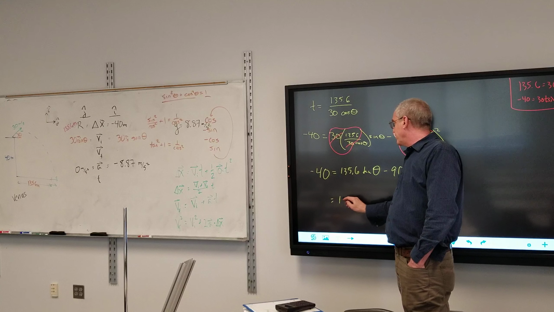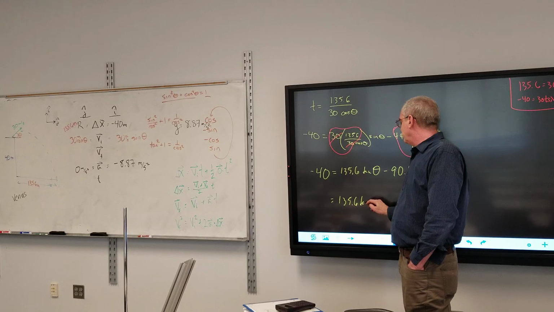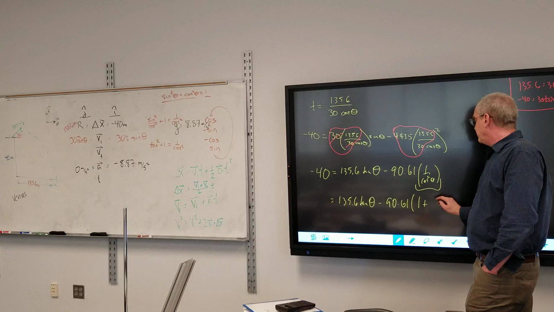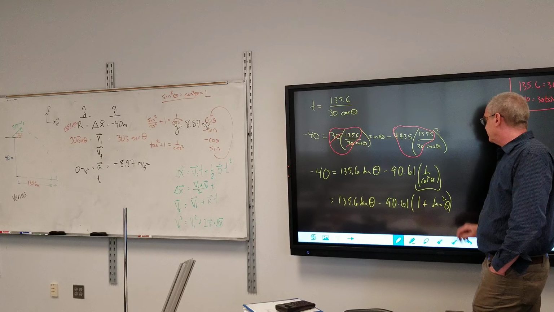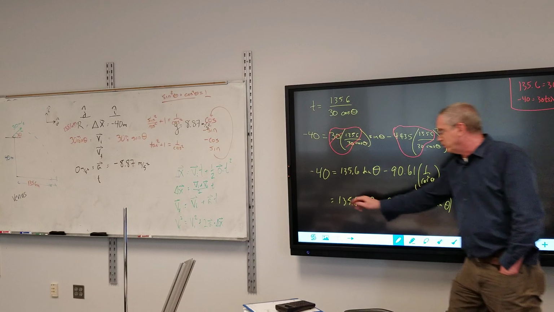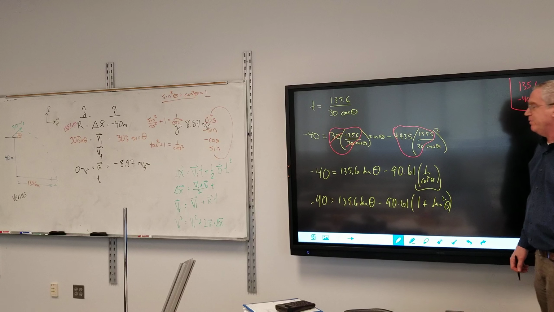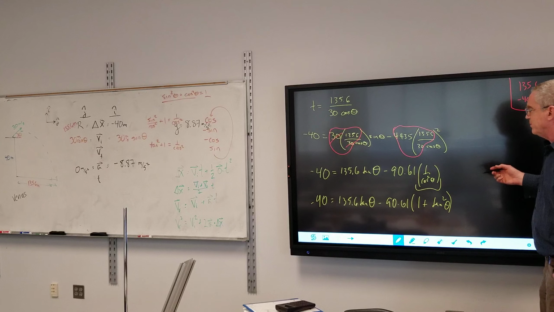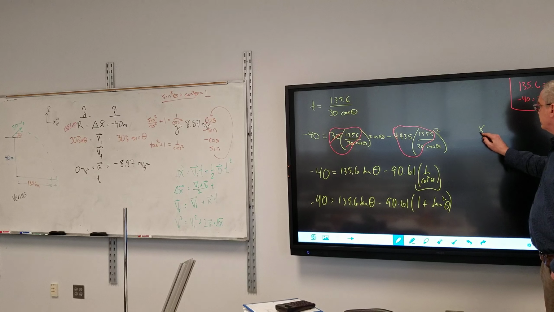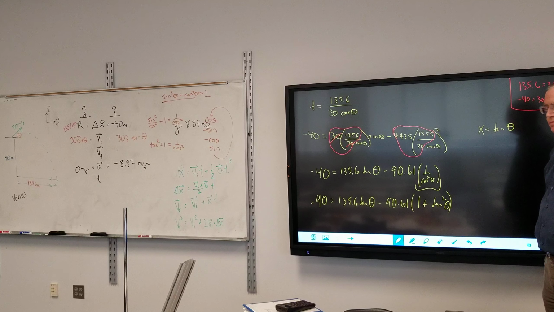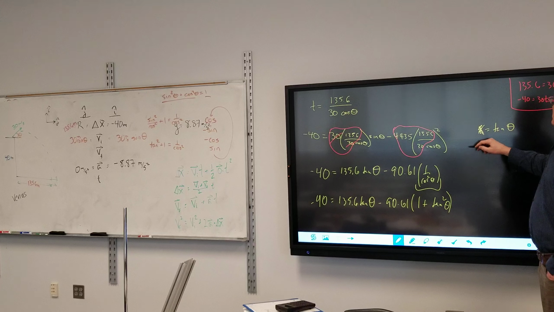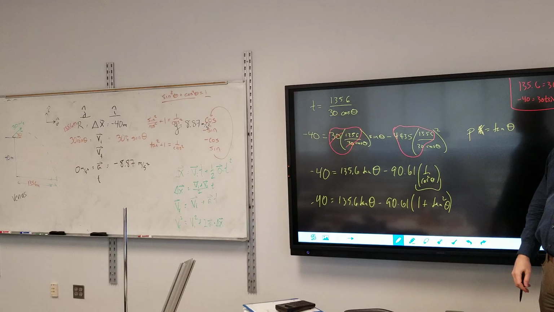So I get negative 40 equals 135.6 tangent of theta minus 90.61 times 1 plus tangent squared. I don't have theta isolated by itself, but I have tan theta. I can solve for tan theta first, and then from that, I can solve for theta. So just for the sake of simplicity, I'm going to let x equal tangent of theta, or pick a letter. I guess I'm using x over there for something else, so let's make this p. P for tangent of theta.